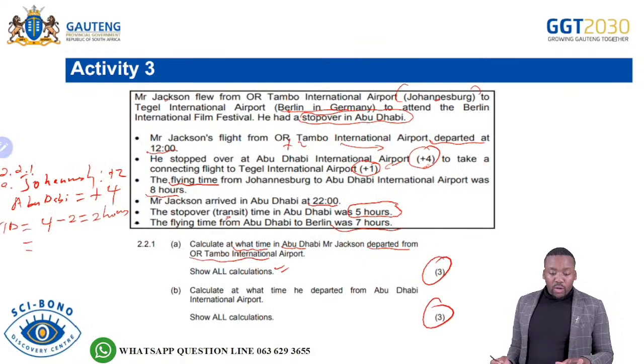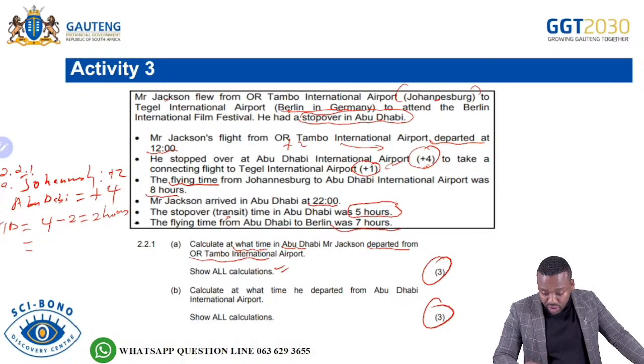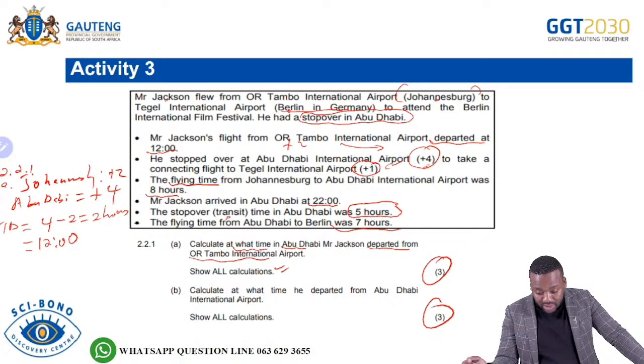Right. So the time difference, it is what? 2 hours. Have you answered the question? No. Calculate at what time in Abu Dhabi Mr. Jackson departed from OR Tambo. Therefore, they are saying Mr. Jackson's flight from OR Tambo departed at 12 o'clock. Therefore, we're going to say when it was 12 o'clock in South Africa, what time was it?